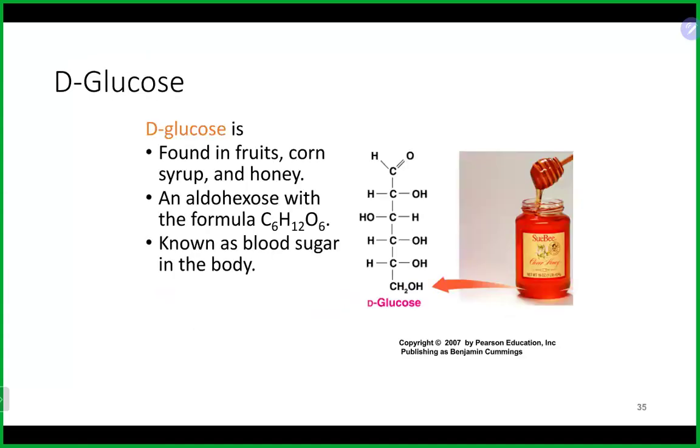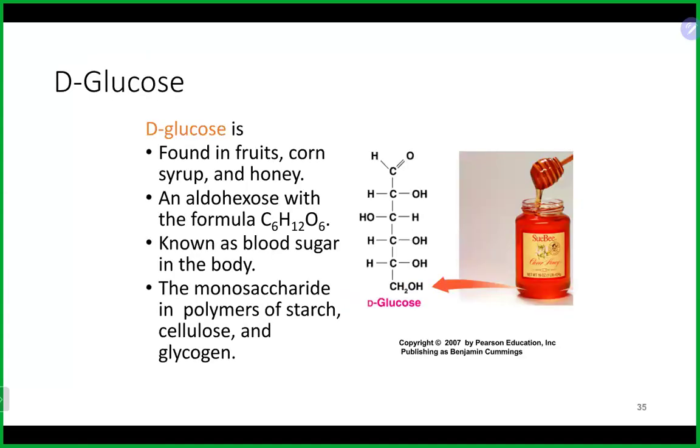All right, so let's talk a little bit about some of these. As I mentioned before, this is glucose, which you do need to, again, perhaps be able to identify the structure if you see it. It is known as obviously blood sugar in the body. It's the monosaccharide in polymers such as starch, cellulose, and glycogen, as we'll talk about.